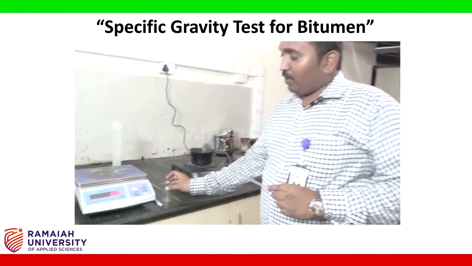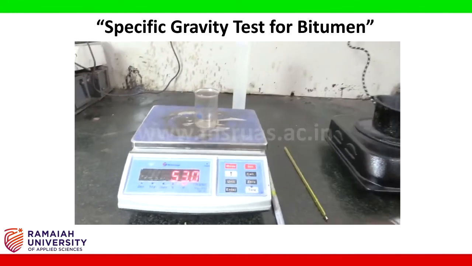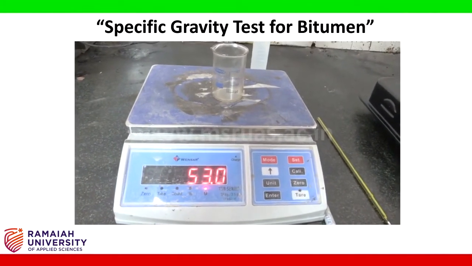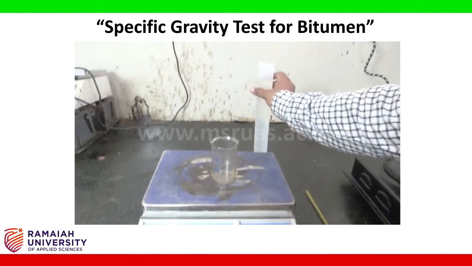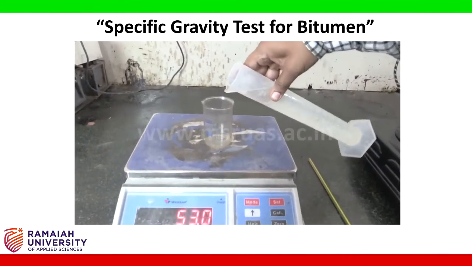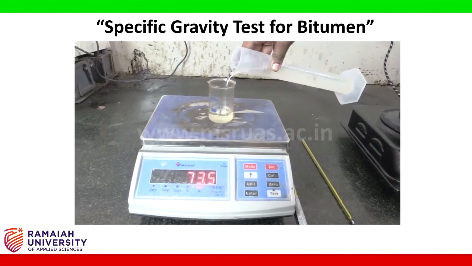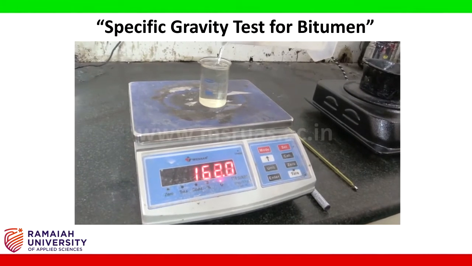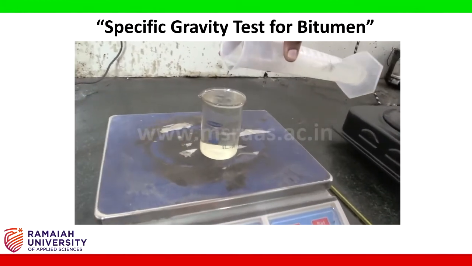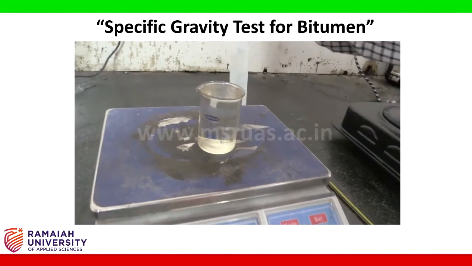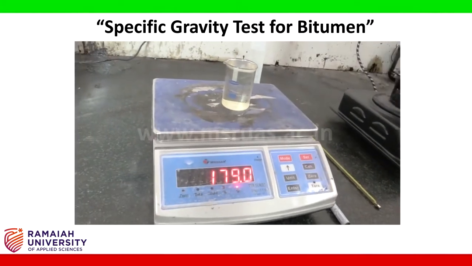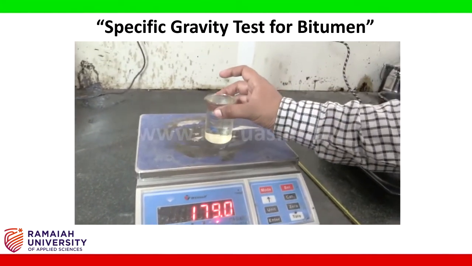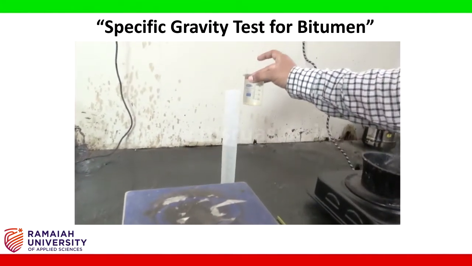First, I am going to take the empty weight of the beaker. This empty weight we are going to note down as A. Then fill the beaker completely with distilled water and note down this particular reading as B grams. Then what we are going to do? We remove this entire distilled water.